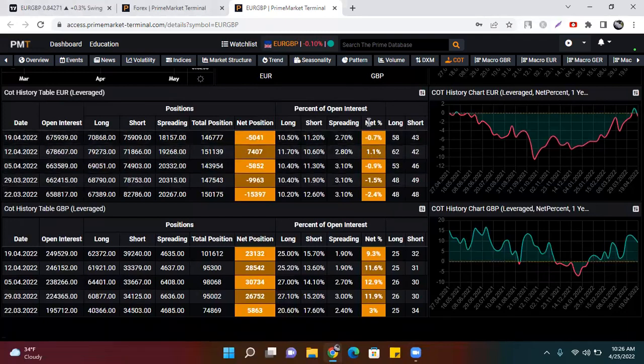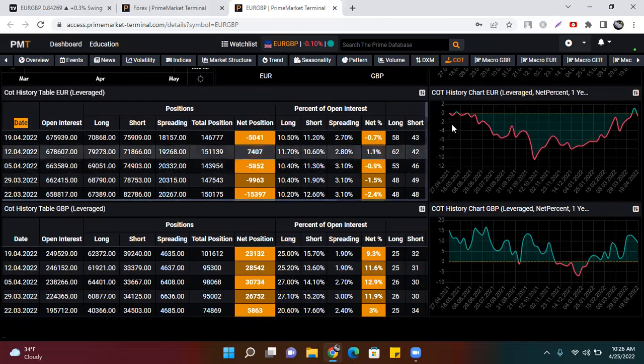euro. So you can see right here, the only thing we're going to focus on in this area, before I get too far ahead of myself, is net percent long and short, as well as the date. That's literally it. And then we're also going to be paying attention to these graphs, right?